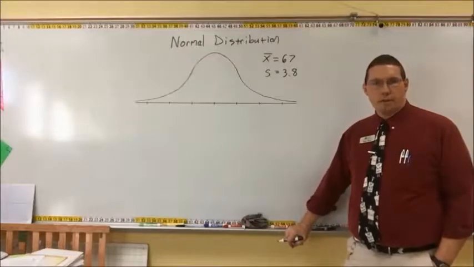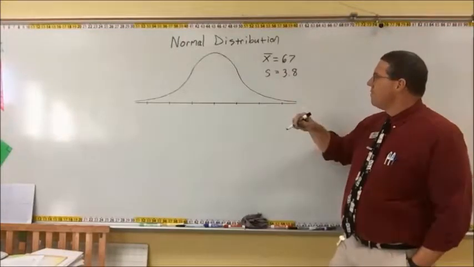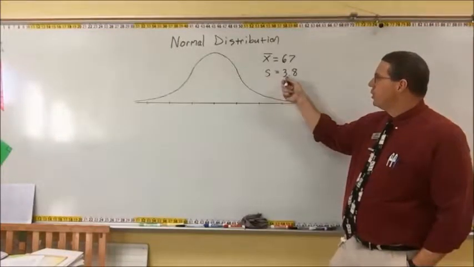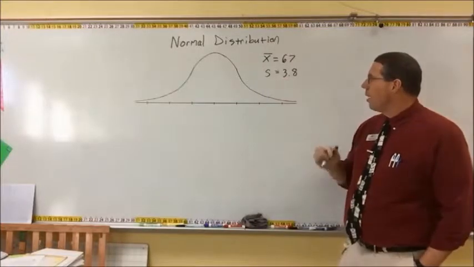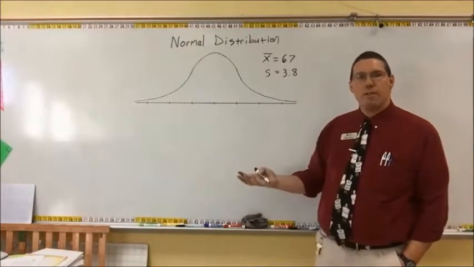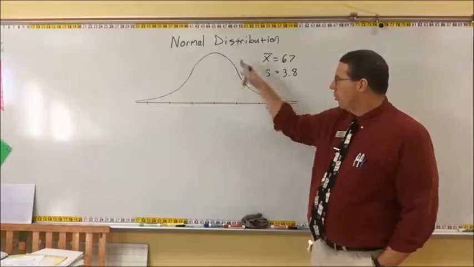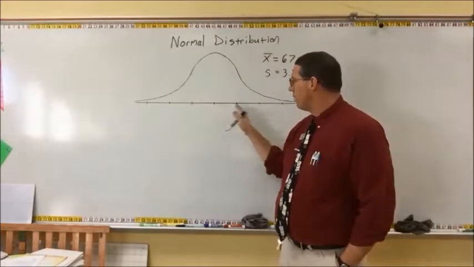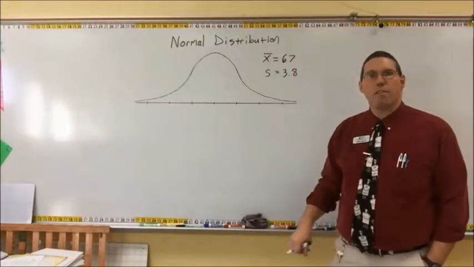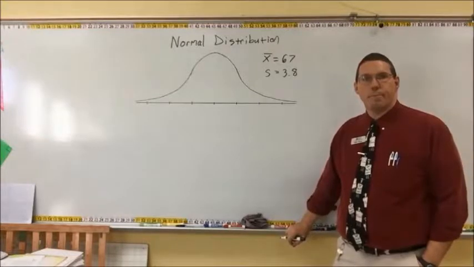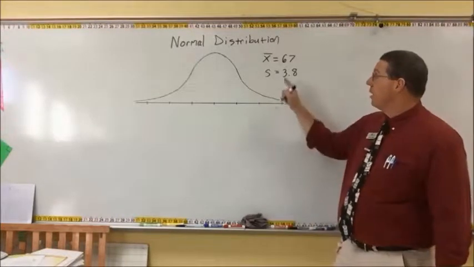Okay, let's say that you're given a mean of 67 and a standard deviation of 3.8. What I want you to do is do what we just did and draw your bell curve and then put the correct numbers on all these lines. Pause the video and try it. All right, so let's go ahead and see how you did.